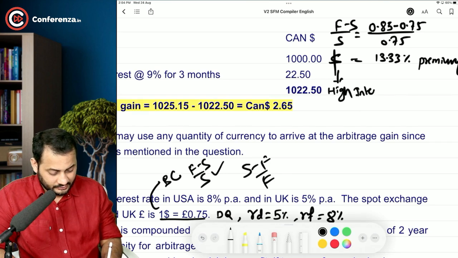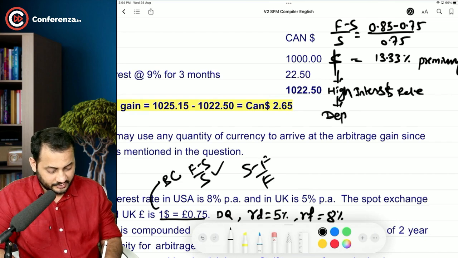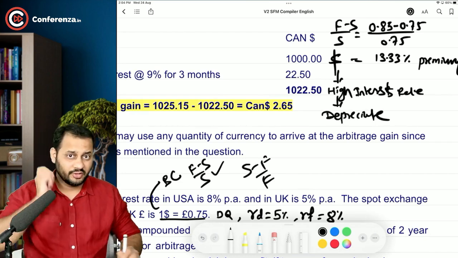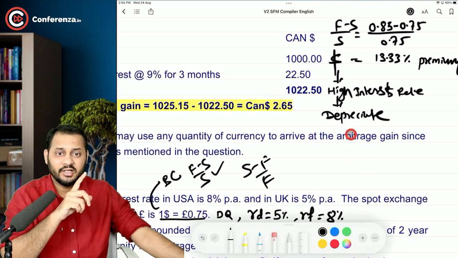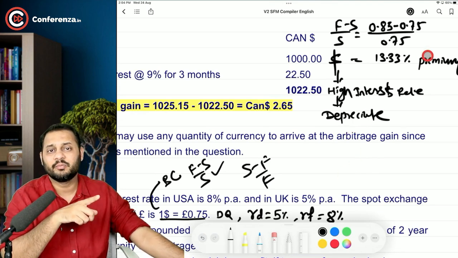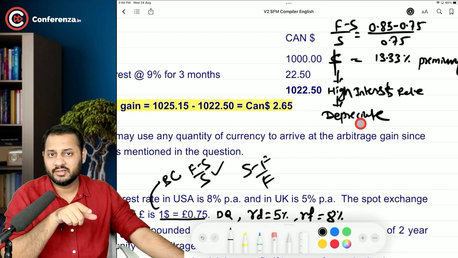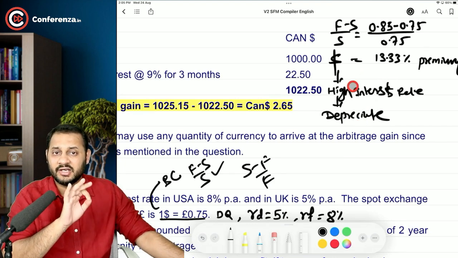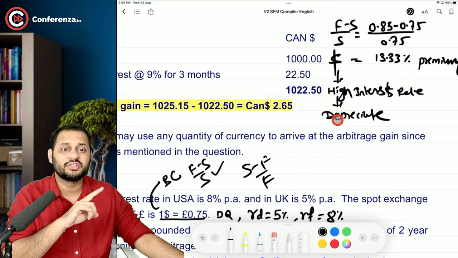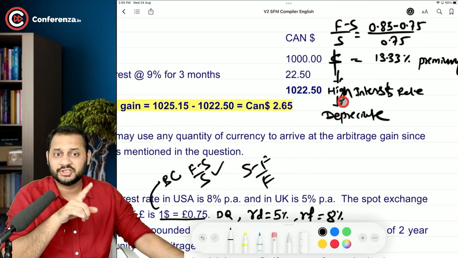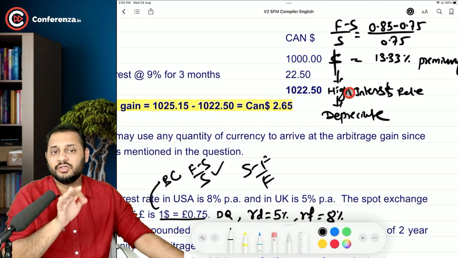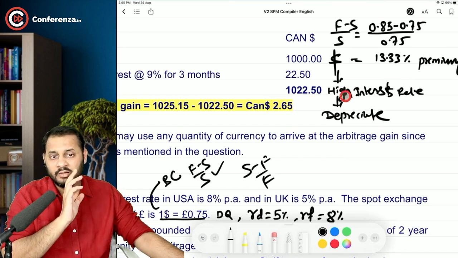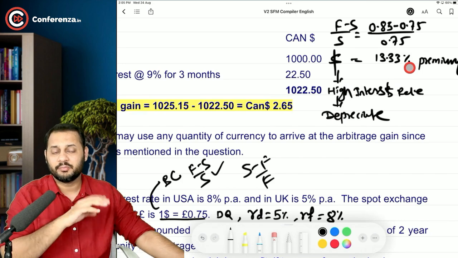High interest rate, that means it should depreciate. So without doing anything, you can see that it should be at a discount, but it is at a premium. It should be at a discount and it is at a premium. That means we shall invest in the high interest rate currency until the depreciation in that currency reaches the interest rate differential. But instead of depreciating, it is already at a premium.